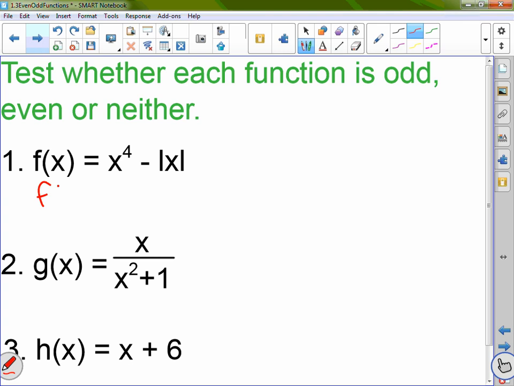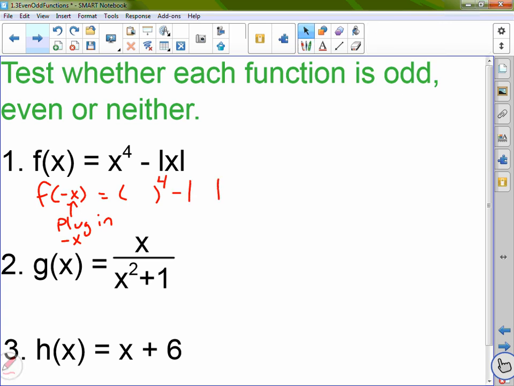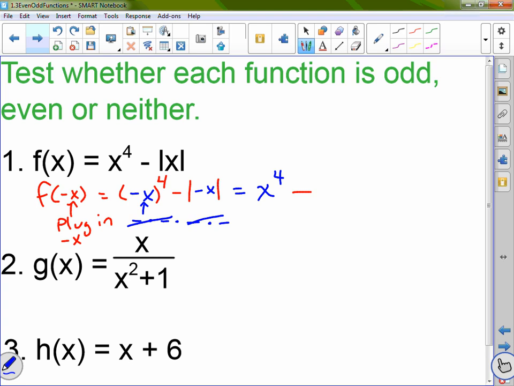I'm going to do f of negative x, which means plug in negative x. Remember, we're going to rip out x, anywhere we saw x, and plug in negative x in its place. So let's see what happens here. This is a negative times a negative times a negative times a negative, right? So two of them together cancel out and form a positive, so that means it's going to be x to the fourth. Then we'll have that minus sign still in the middle there. And then this says, take the absolute value of negative x.